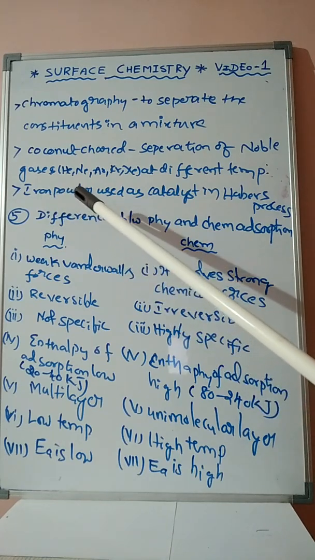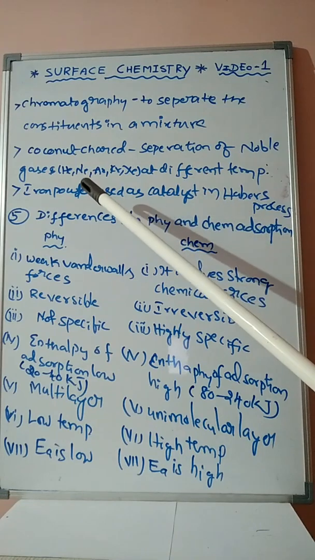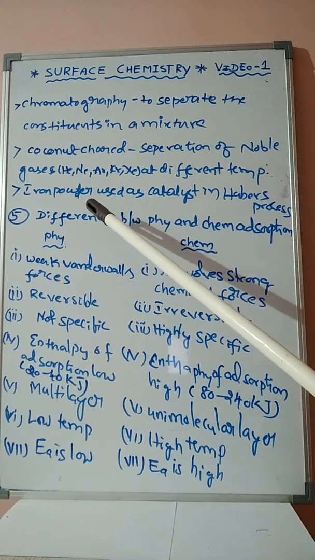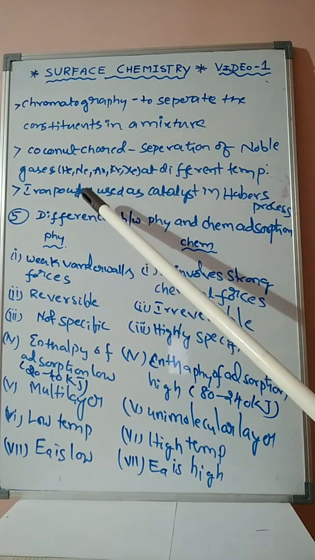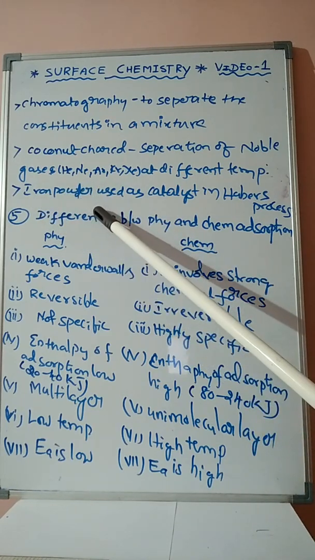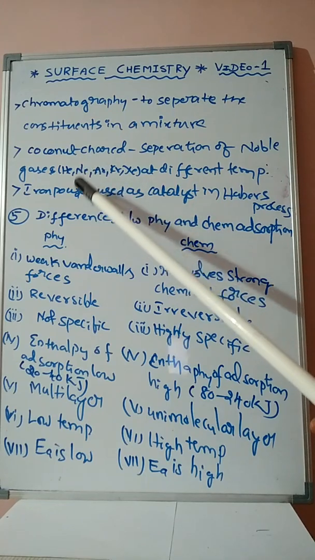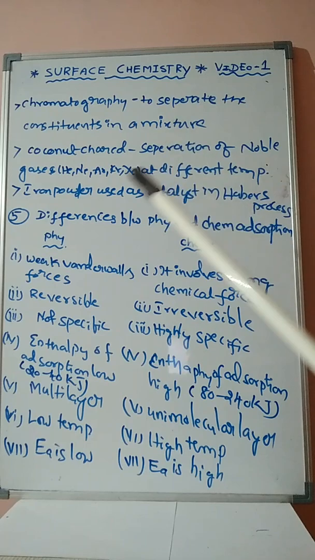Next, iron powder is used as a catalyst in Haber's process. The mixture of nitrogen gas and hydrogen gas combine to form ammonia in Haber's process. In this process, the iron powder acts as a catalyst and as the adsorbent. That is, the nitrogen and hydrogen gases act as adsorbate and are adsorbed on the surface of the iron powder. Concentrate more on these applications, student.